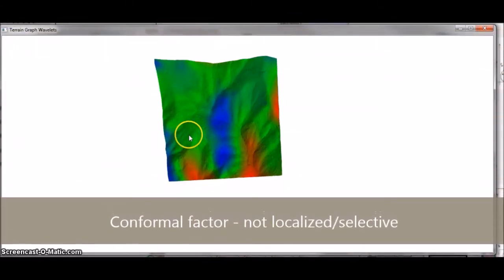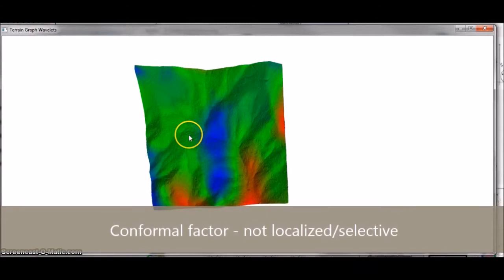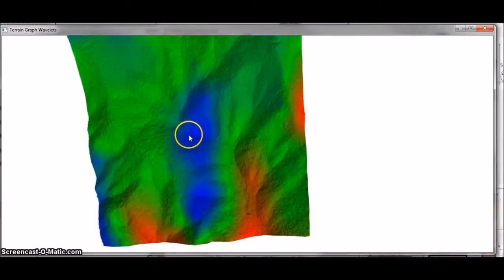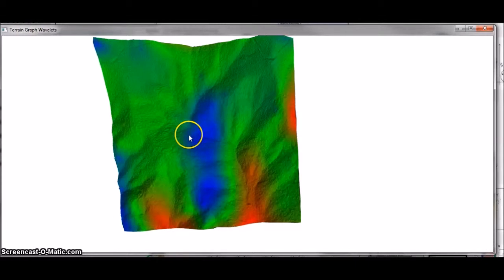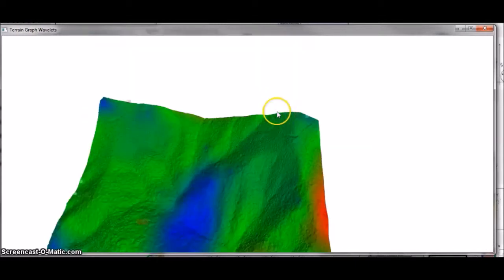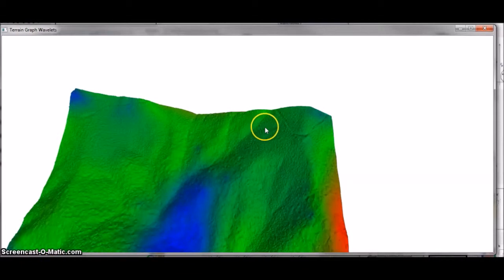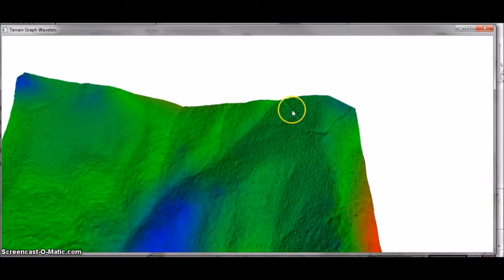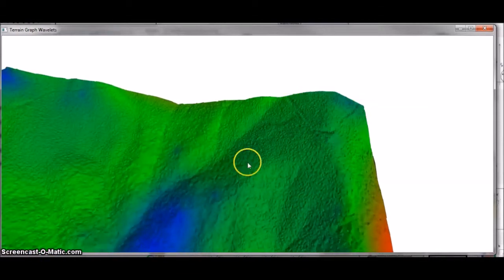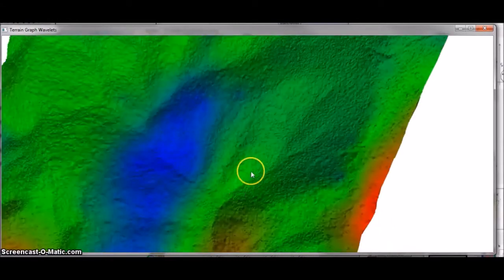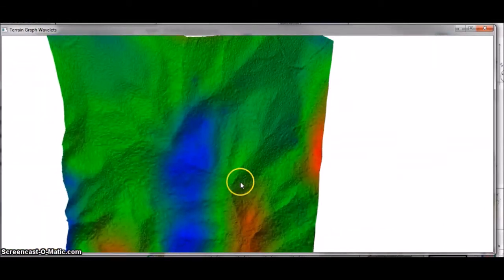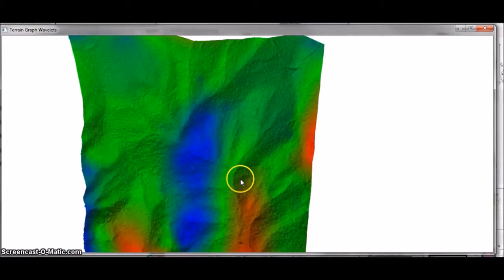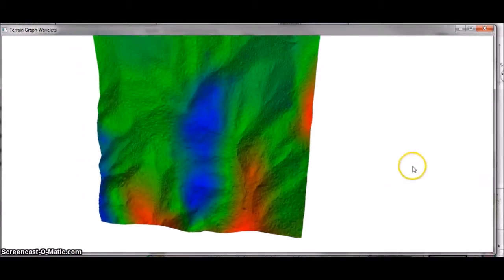For example, in this case, we see the same noise-altered terrain being colored in terms of the conformal factor. We notice the blue region, which was also present in the original set, and the green shades surrounding it, and also the red shades, which have eroded a bit.